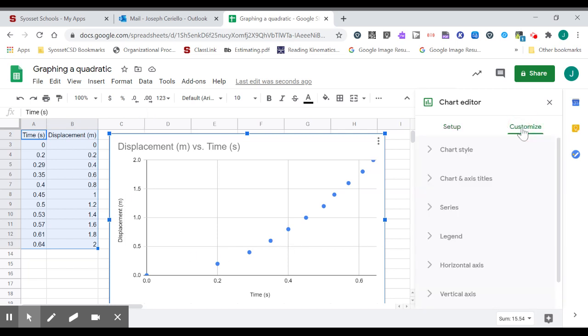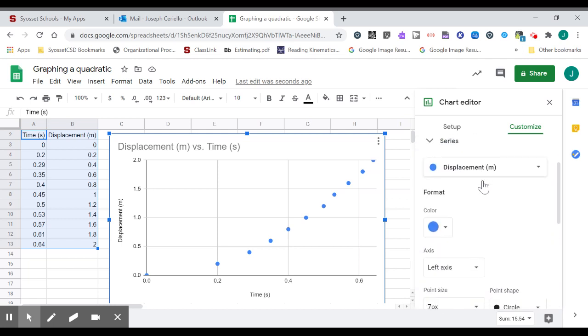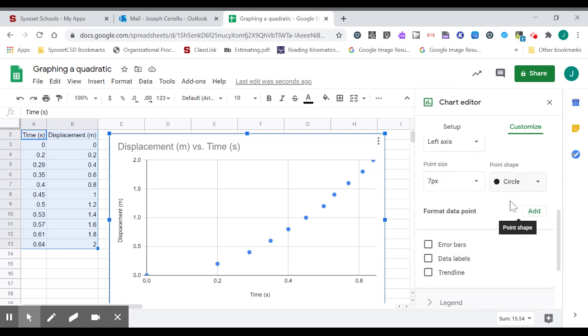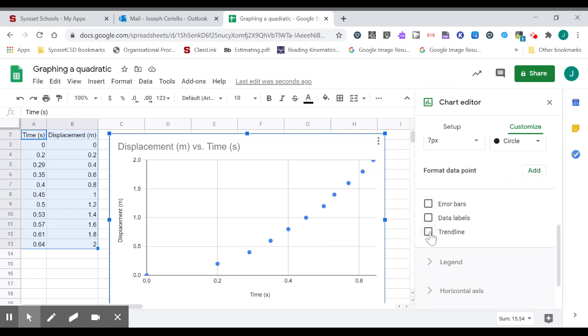Let's go to customize real quick. Just touch up some stuff. If you want to change the colors and stuff like that, yeah, you can do that. But let's go to series. That's where I want to be right now. So under series, there's my displacement data. I can change the colors, all that good stuff. Change the shape if you want. I want to add a trend line. This is really what I want to talk about. Notice how this trend line looks terrible.